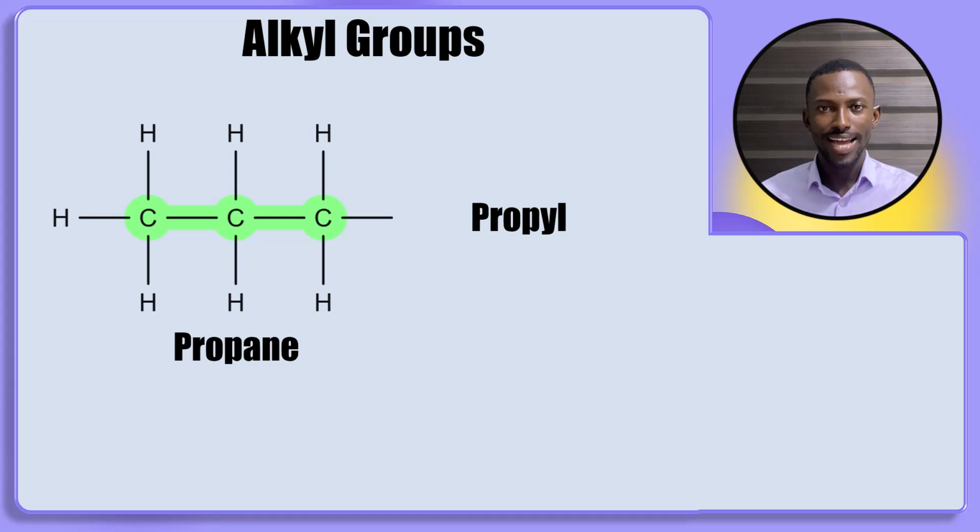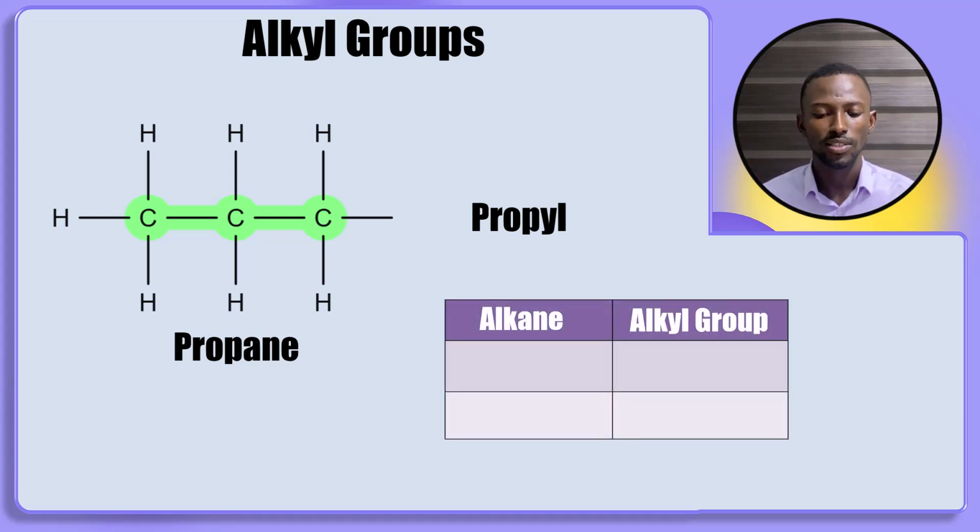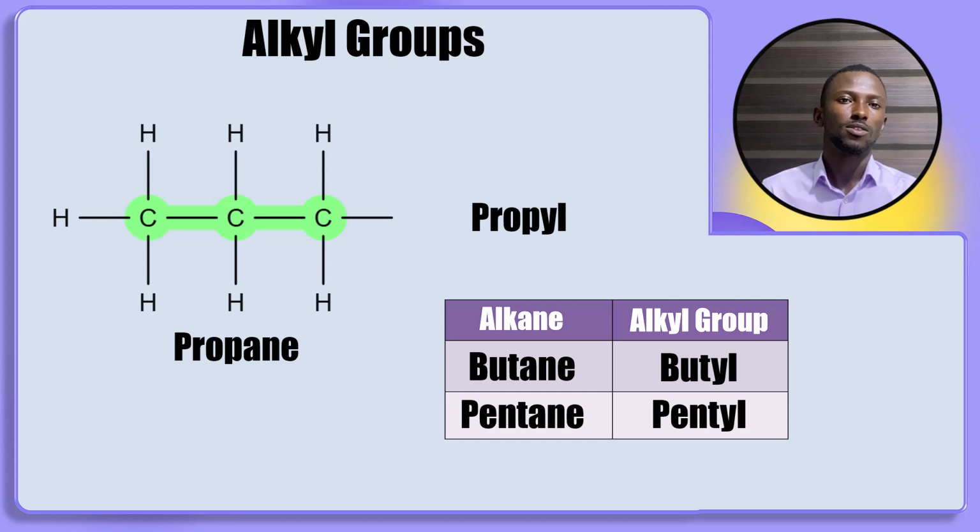So basically the idea is, if you know the alkanes and there is one of the alkanes with one less hydrogen, then now you have what? An alkyl. Basically that is the idea of what you mean by alkyl. So we have an alkane called butane. If it loses one hydrogen, it becomes butyl. Pentane becomes pentyl.